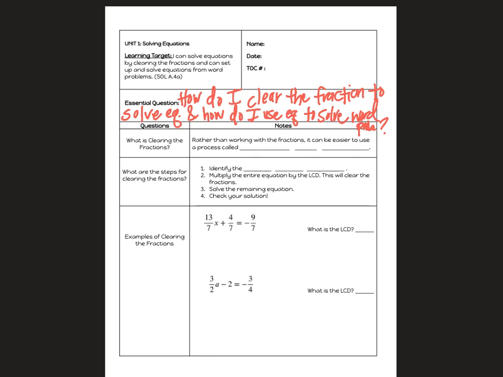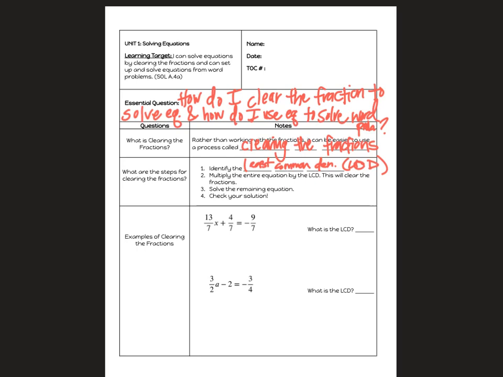Okay, so what is clearing the fractions? Rather than working with the fractions, it can be easier to use a process called clearing the fractions. The steps for this are: identify the least common denominator, also called the LCD. Multiply the entire equation by the LCD. This will clear the fractions. Solve the remaining equation. Check your solution.